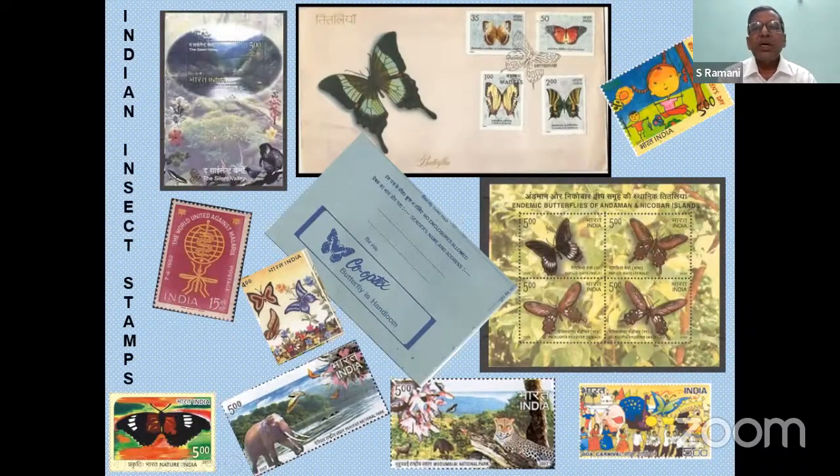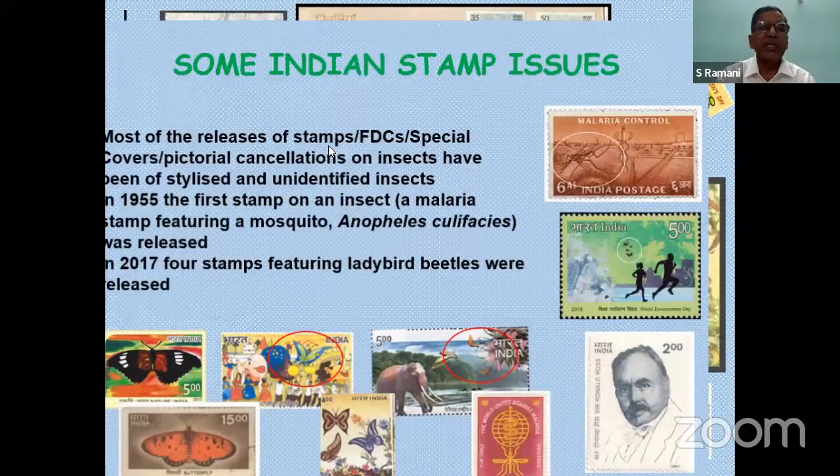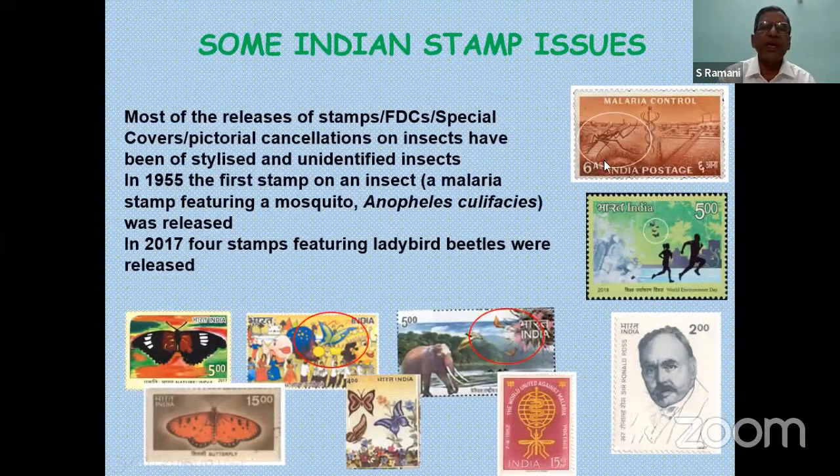So these are some of the Indian stamp issues. Most of them, as I told you, have been stylized and unidentified insects. The first stamp featuring an insect which came from India was in 1955, the malaria stamp featuring a mosquito, Anopheles culicifacies. Of course, in 2017, there are 4 stamps.